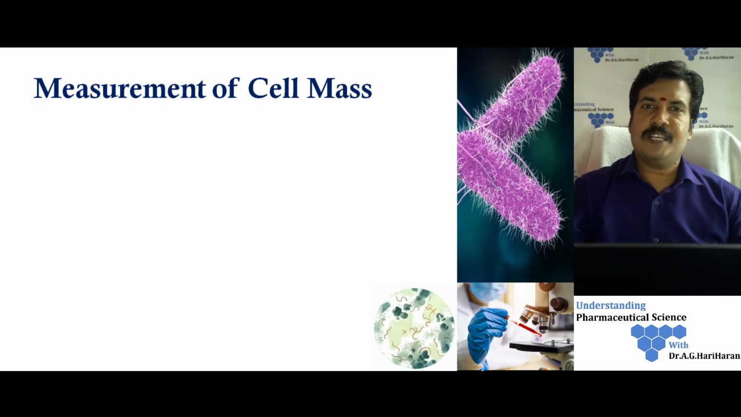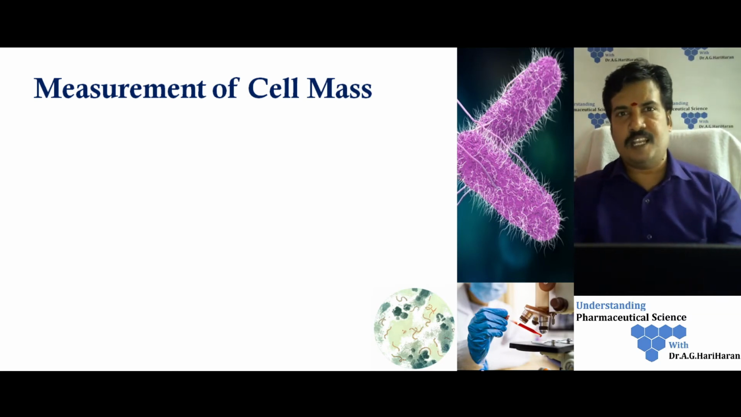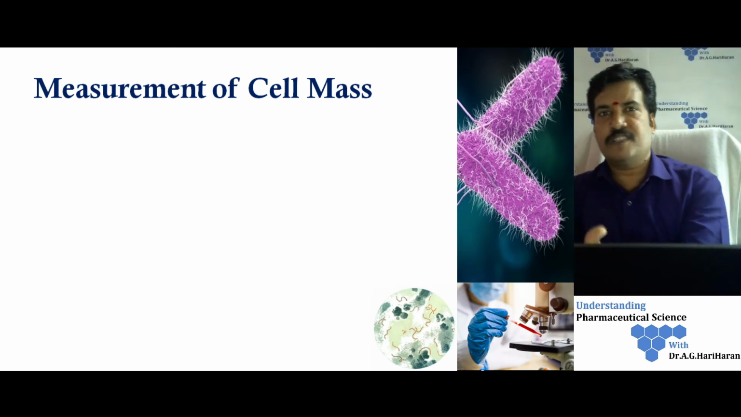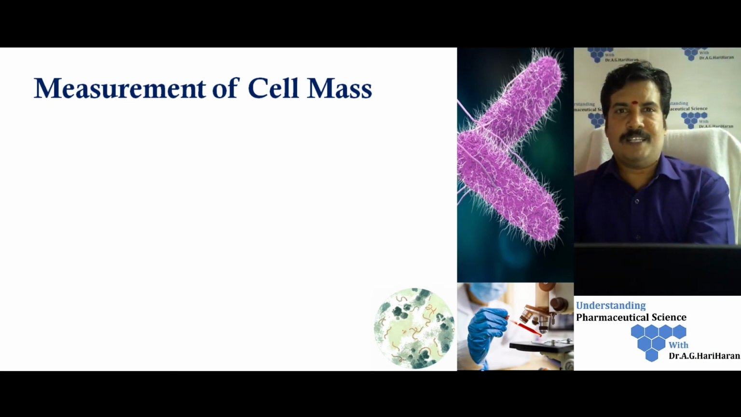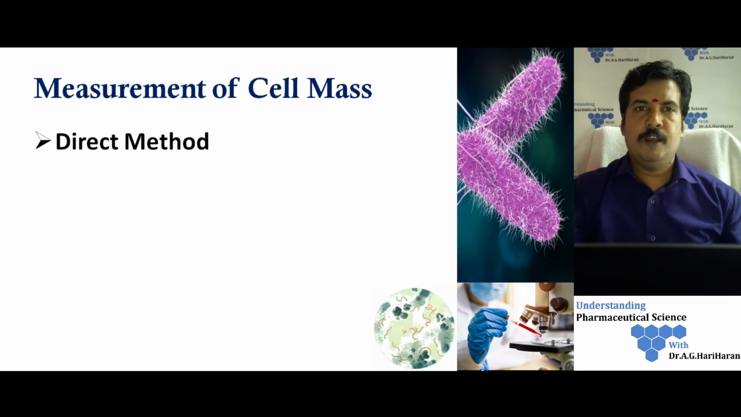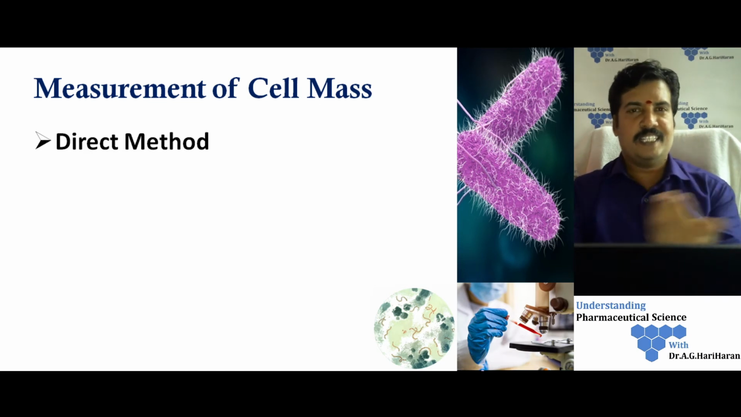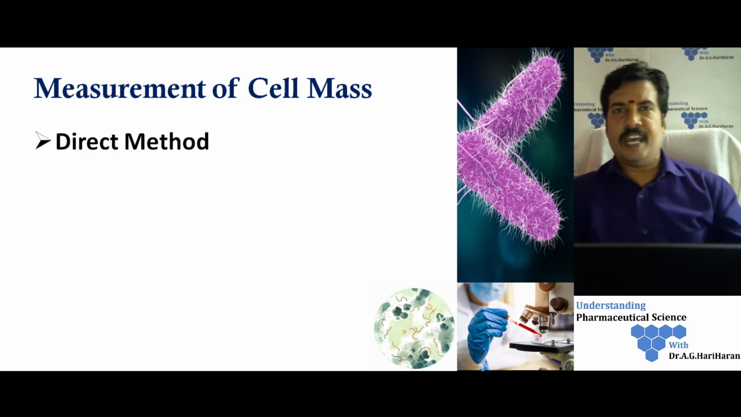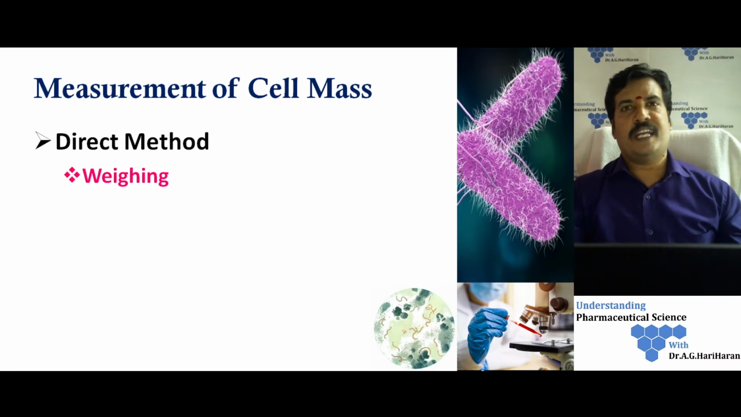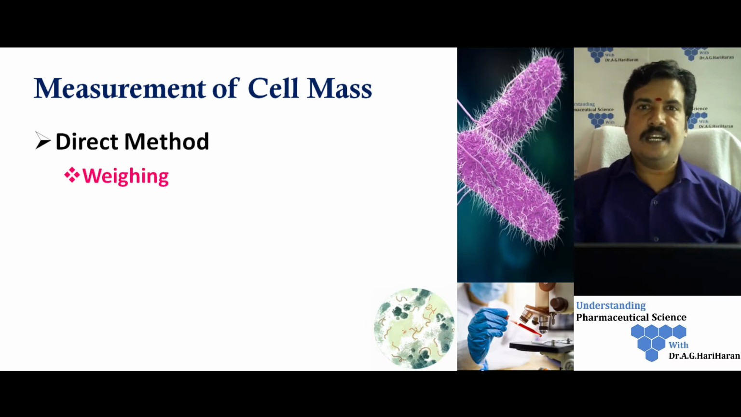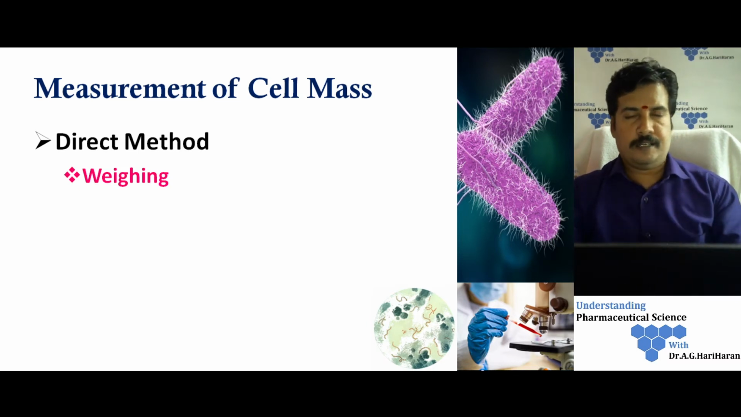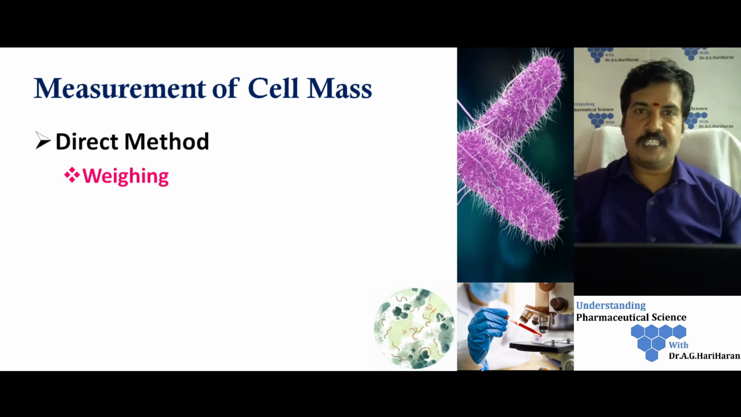The second major technique is the measurement of cell mass. The population of the cells can be determined in terms of weight. That is called cell mass. There are two techniques available, one a direct method and the second an indirect method. In the direct method, we can directly weigh the cell, that is, the direct weighing of the dry weight of the cell, which is most popularly used.